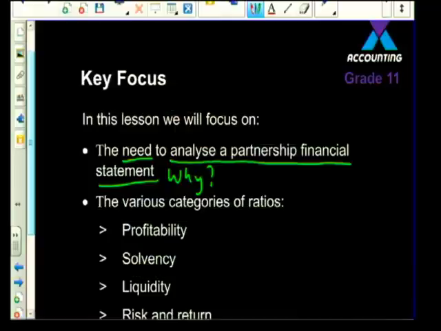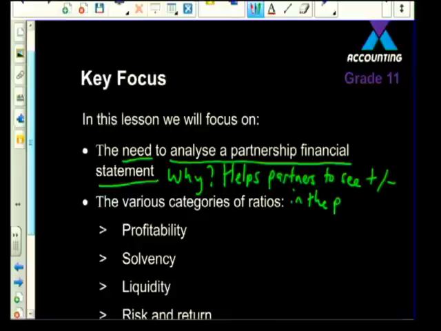So we can say that it helps the partners to see positives and weaknesses, or positives and negatives, in the partnership, and to address these where necessary. If my business is doing well, I continue doing more of the same. If my business is doing badly, then obviously I must try to fix that mistake. I must try to put controls or some type of measure in place to make sure that my business improves.